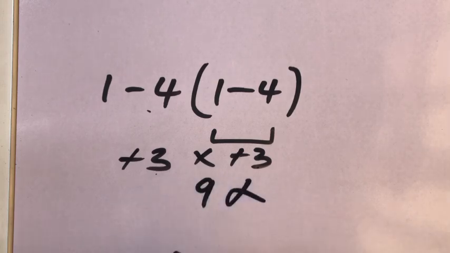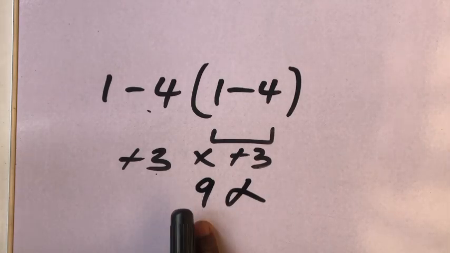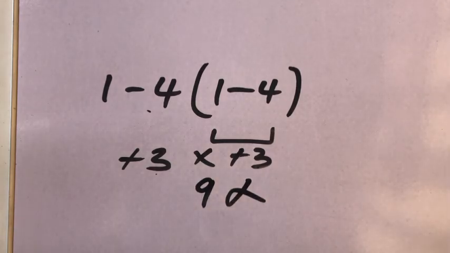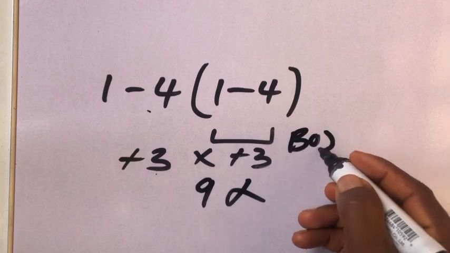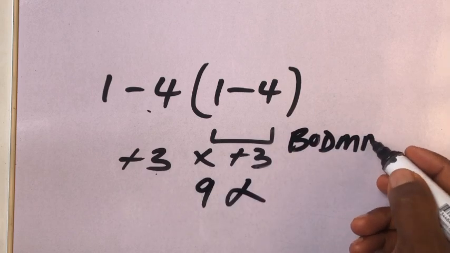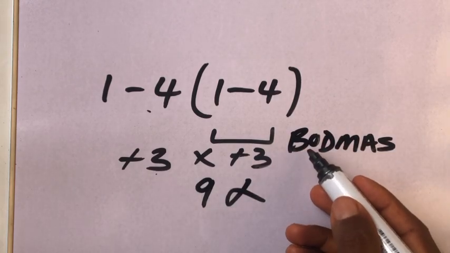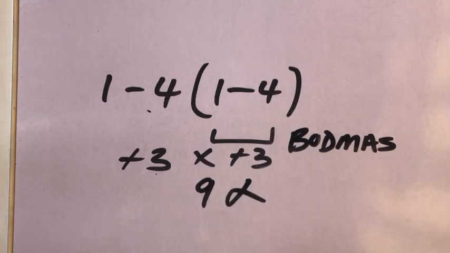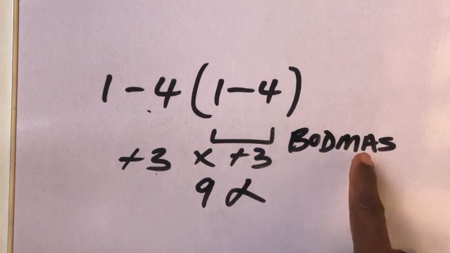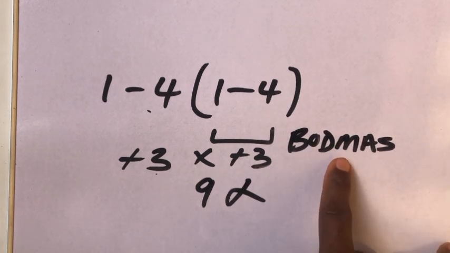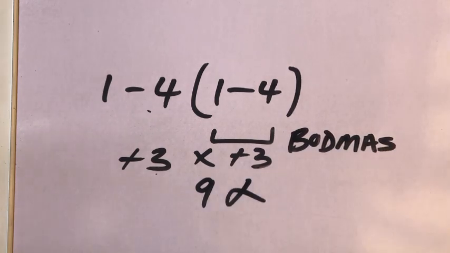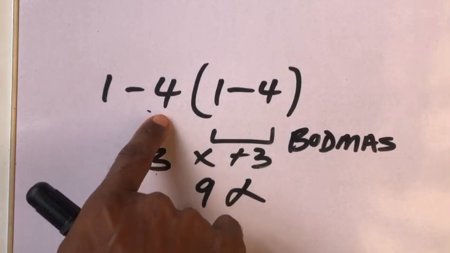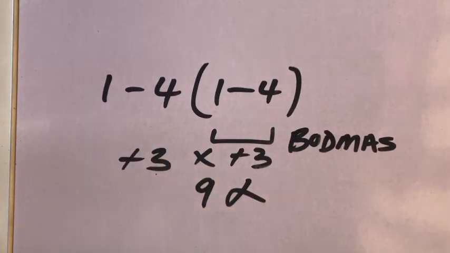But this answer is very wrong. The reason why this answer is wrong is because we are going to use BODMAS. According to BODMAS, B stands for bracket, O stands for of, then division, multiplication, addition, subtraction. And when you are using this rule to solve this kind of math problem, we are solving from left to right. We are solving from left to right.